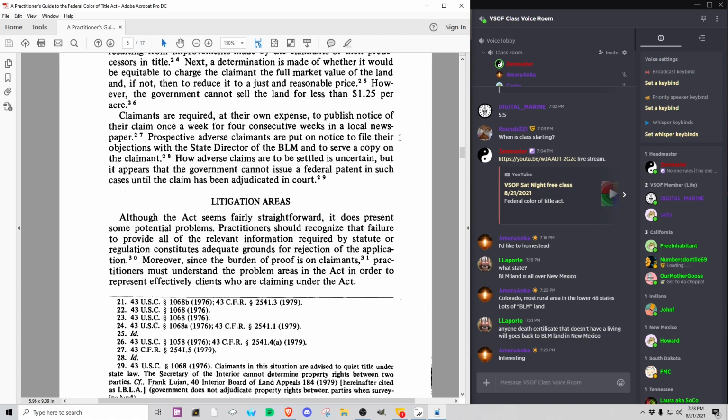How adverse claims are to be settled is uncertain. Well, wonderful. So let's make this whole entire act and then say, well, we don't exactly know how we're going to settle this. What, at the discretion of some black-robed priest of El? Probably. Anyway. But it appears that the government cannot issue a federal patent in such cases until the claim has been adjudicated in court. Well, no shit.